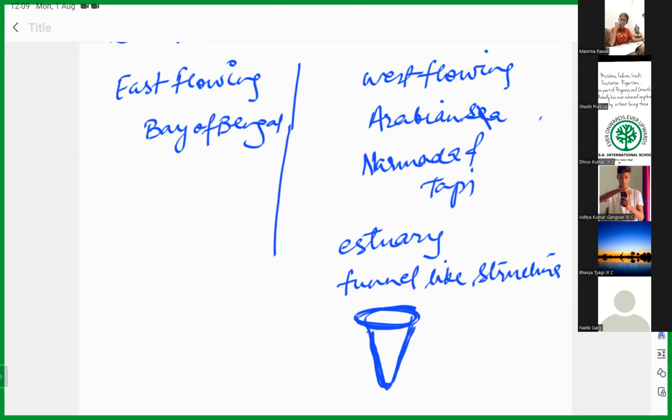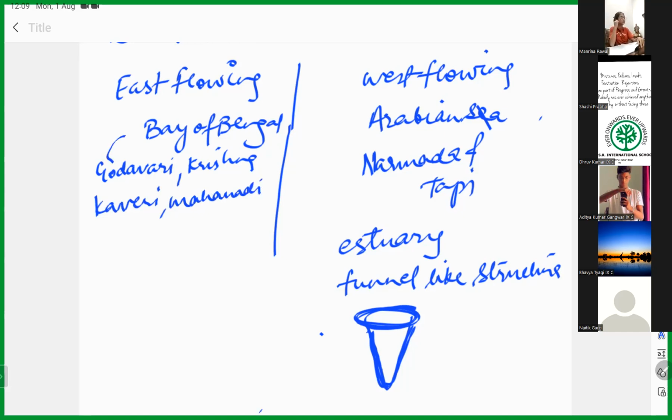Then when we talk of the east flowing rivers which flow towards the Bay of Bengal, namely Godavari, Krishna, Kaveri, Mahanadi. These 4 rivers flow towards the east, draining into the Bay of Bengal, and when they drain into the Bay of Bengal, they make deltas. Now these deltas are triangular structures. Like estuaries are funnel-like structures, deltas are triangular in shape.